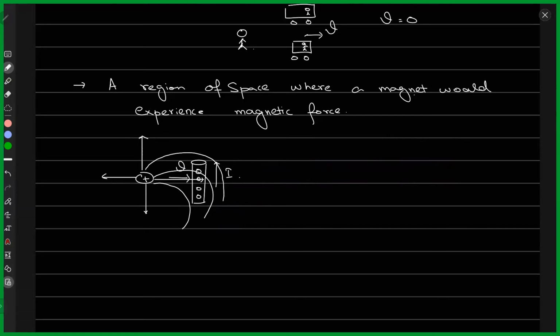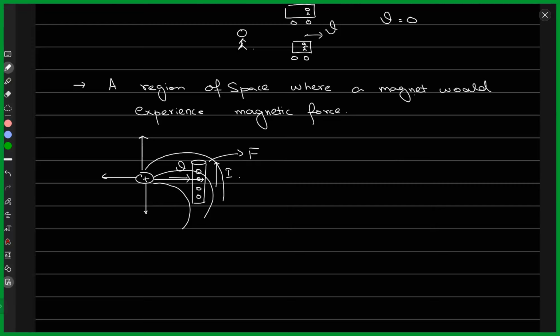I cannot tell you the direction of this force. We'll talk about that in a bit. But there would be some force experienced by this magnetic material. It's not some mysterious force or anything. This force comes from the magnetic field lines, or the magnetic field, right?